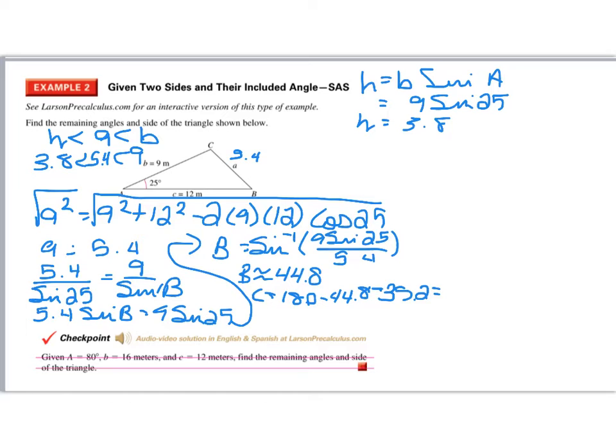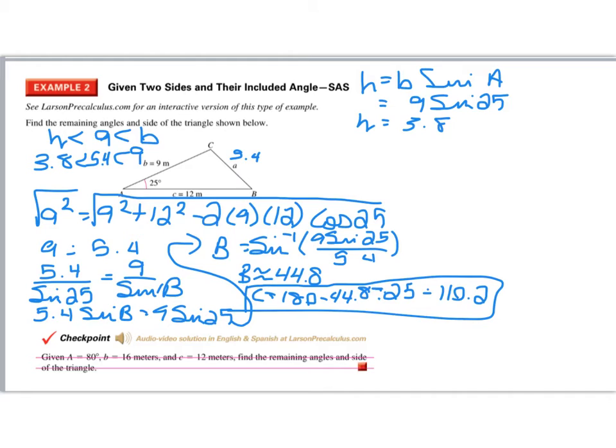Which means c is going to be 180 minus 44.8 minus 25. So it equals 110.2. And we already know what a is, so here's your first solution. All right, so let's go to our next solution.